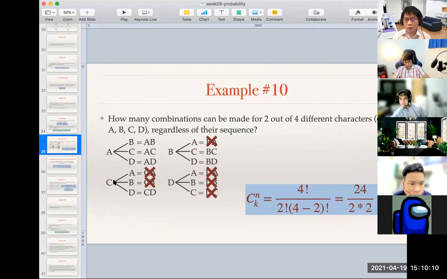PC, PT, and then we come to the third character. CA is similar to AC, so we need to eliminate these options. CP is similar to PC, so similarly we eliminate it. We have CT, and since all the other combinations have been used, for T we don't need to do anything at all. So in this case, you will end up with only 6 combinations. Much smaller compared to when you need to consider the sequence of the order.